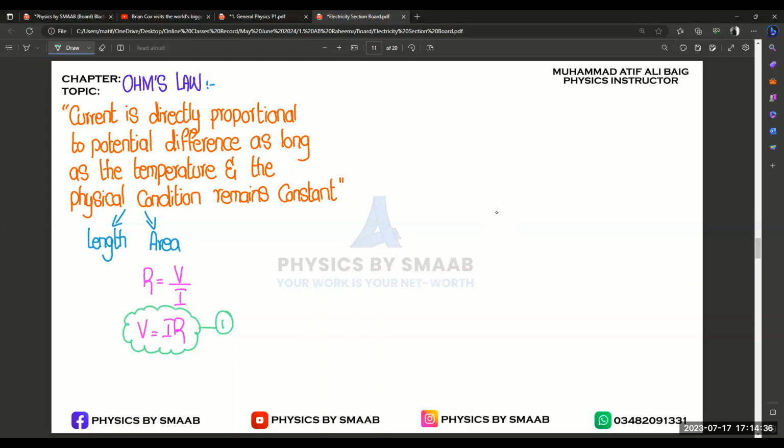And you already know about the symbols. V represents what? The potential difference. And I is current. And R is resistance, right? Nice. So you already know about all the terms now, so that is very easy for you to identify by yourself.